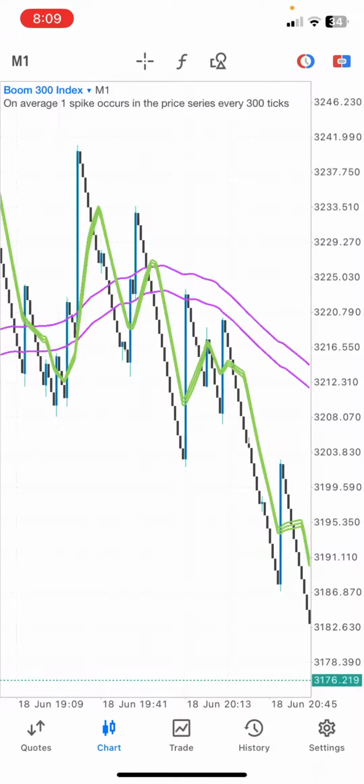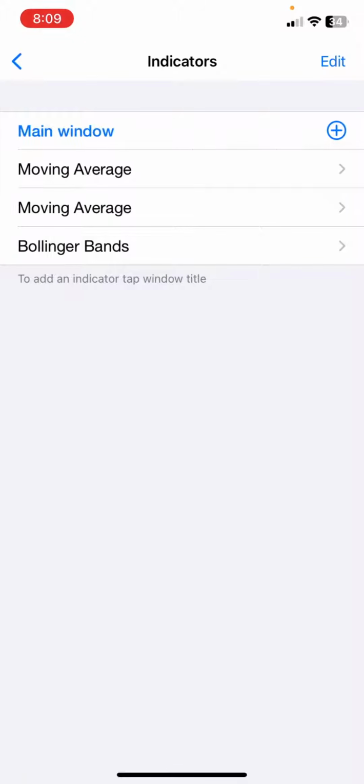First, let's add the indicators before we begin with how you can make use of the strategy. We have 3 indicators that we are going to need. The first one is the moving average, the second one is also a moving average, and the third one is the Bollinger Band. Let's go with the first moving average. Click on the main window plus if you are using iOS, and if you are using Android, you will see where it says F plus. Click on it and set your moving average.